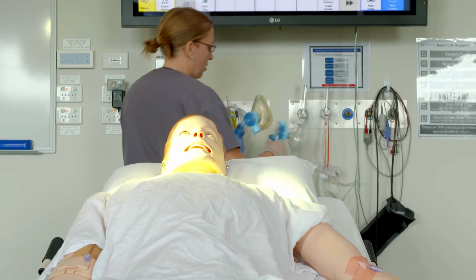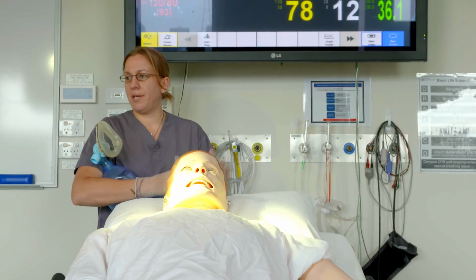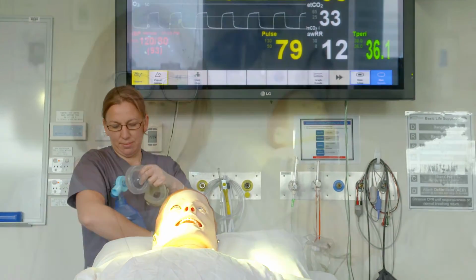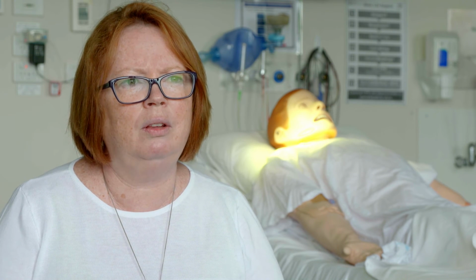Simulation starts with developing those sort of motor skills on how to do things, how to place lines, how to put in tubes, but it moves on to those skills around how we function in teams, how we function and communicate with one another, how we maintain awareness of what's going on around us at the time, particularly in an emergency. It's very easy to become focused on tasks and lose what we call situational awareness, what is happening in the entire context.